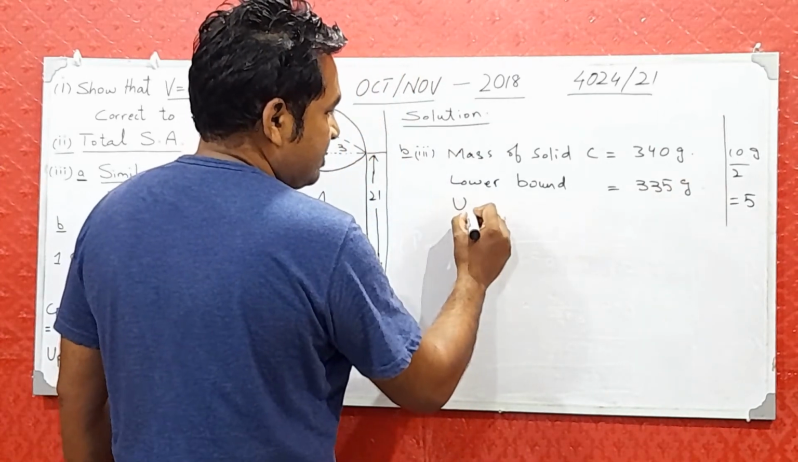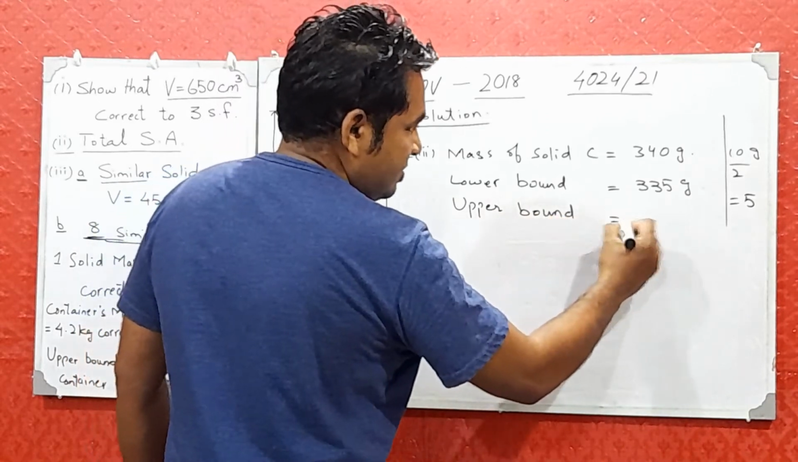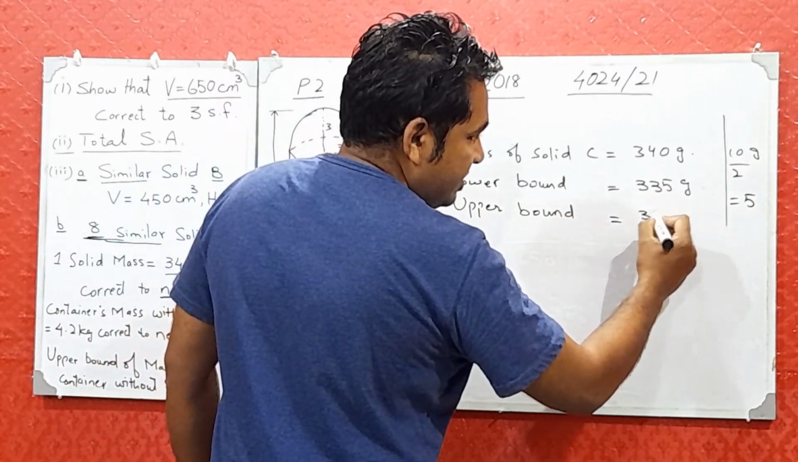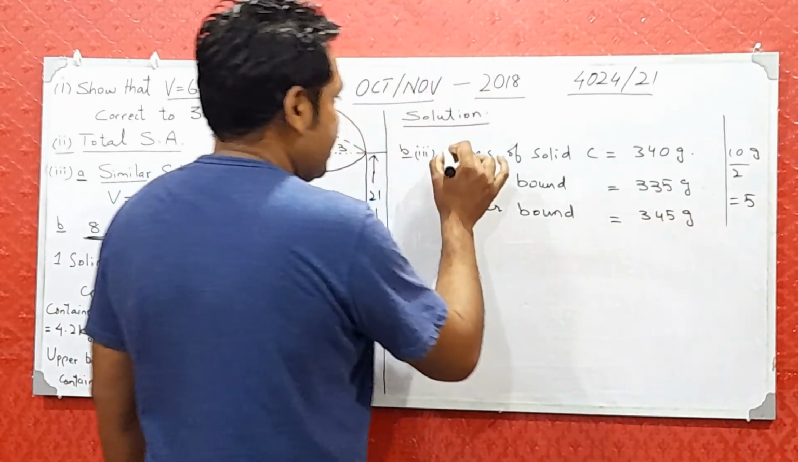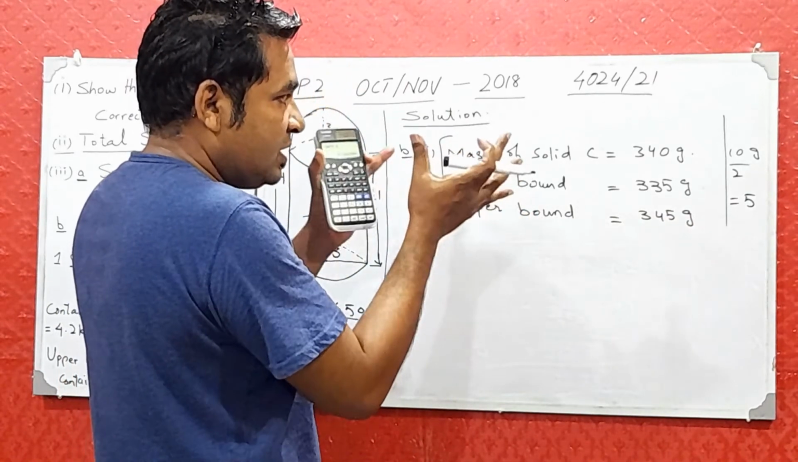Now the upper bound is equal to 345 grams. So this we are talking about one solid mass. These are total 8 in number.